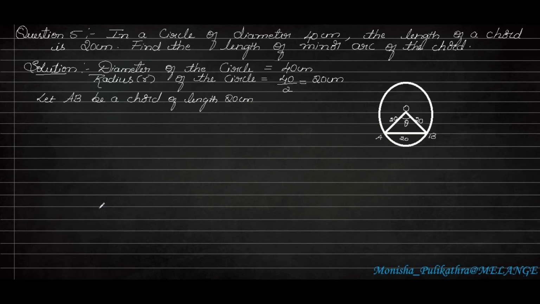Moving on to the fifth question. Here the fifth question is, in a circle of diameter 40 centimeter. If the diameter is 40 centimeter, then the radius is 40 divided by 2, which is equal to 20 centimeter. Next is the length of the chord. So the chord is this line. This AB is said to be a chord and it has a length of 20 centimeter. So AB is a chord of length 20 centimeter.